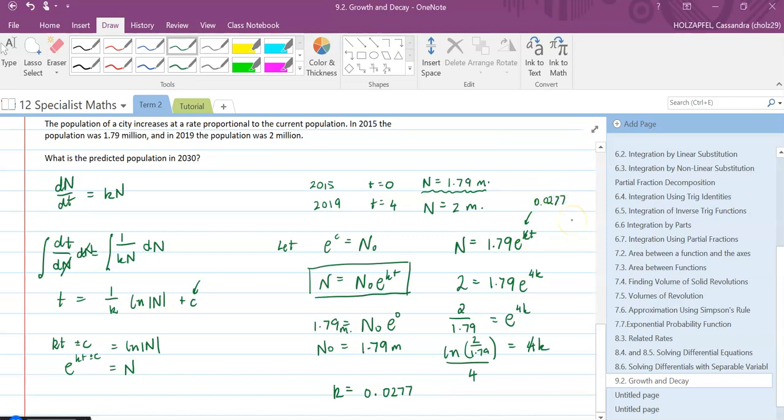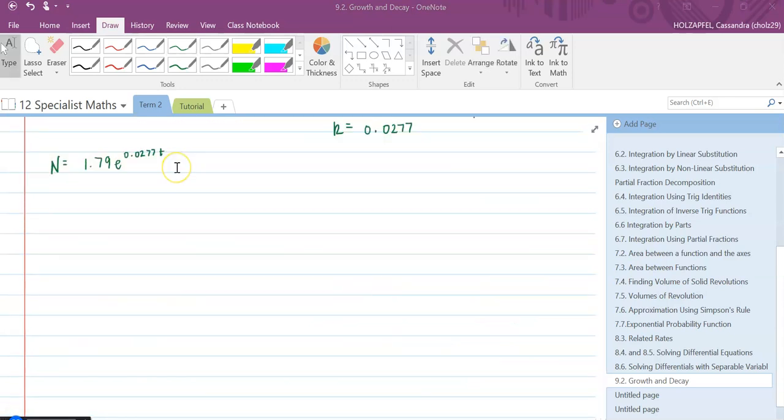We can pop that back into our equation here. Now that we have this information, let's determine the predicted population in 2030. Time zero was in 2015, so in 2030 our time will be equal to 15. Let's substitute those values in. So n is going to be equal to 1.79 times e to the power of 0.0277, and just notice this growth rate is positive, and that's why it's a growth model and not a decay model, multiplied by 15. Then we just pop this into our calculator, and the solution we get is n is equal to 2.71 million.